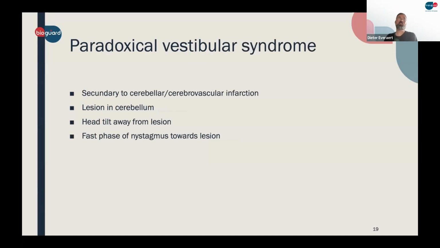Another thing to rule out is called paradoxical vestibular syndrome, which is secondary to cerebellar or cerebrovascular infection. There's a lesion in the cerebellum, but the head tilt in this case is away from the lesion, and the fast phase of the nystagmus is towards the lesion. With a central vestibular syndrome, it's the other way around. That's why it's called paradoxical vestibular syndrome.